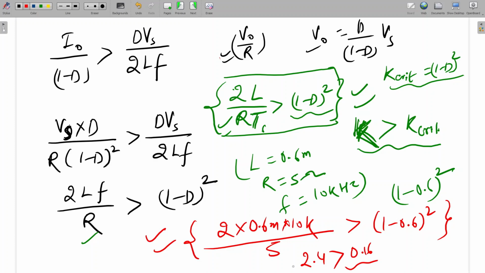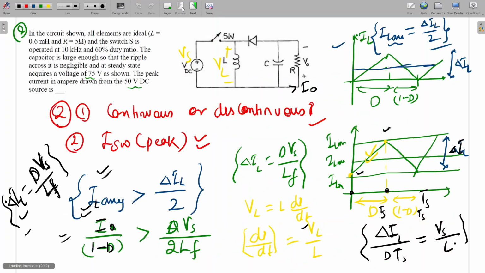So first you have to check this condition. If this is satisfied, we can say the converter is working in continuous conduction. If this is not satisfied, then we solve for discontinuous. Okay. So now coming to the second part of this question.